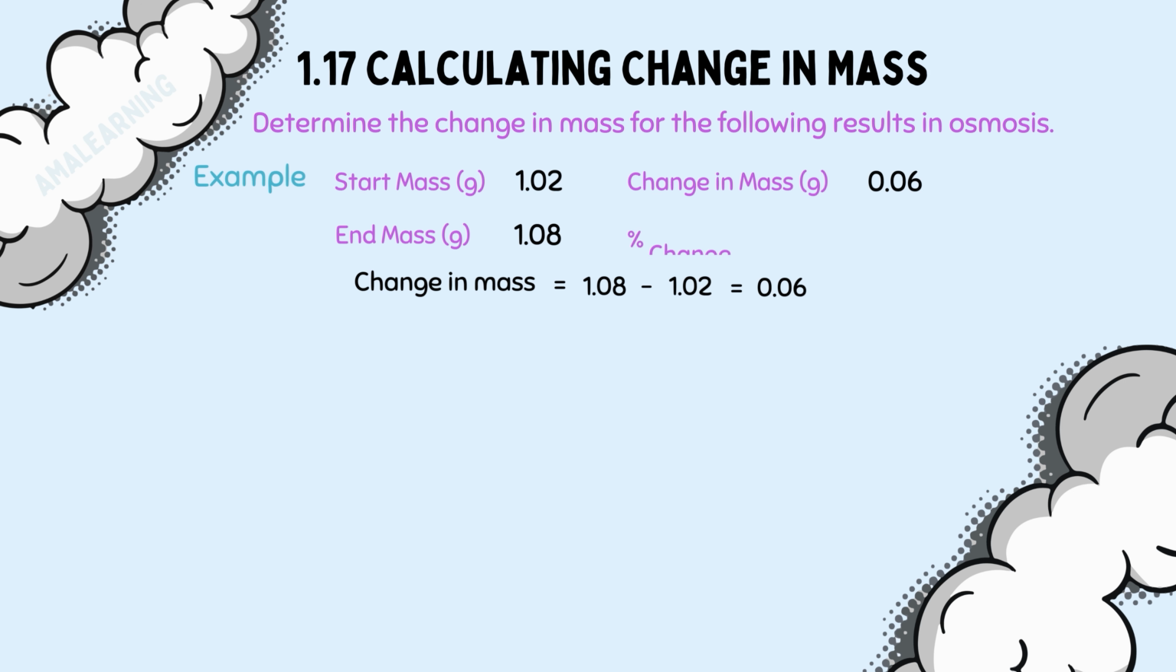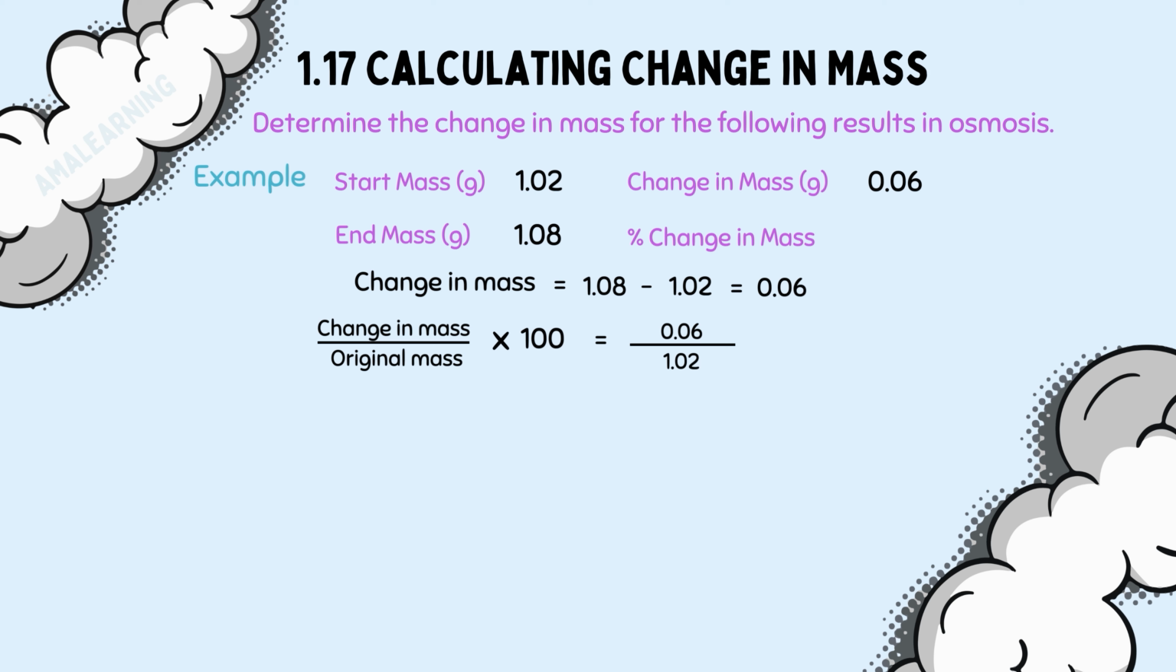The percentage change in mass is calculated in the same way you would calculate percentage change in mathematics. The change in mass divided by the original mass multiplied by 100. In this case, the calculation is therefore 0.06 grams, which is the change in mass, divided by 1.02 grams, which is the original mass multiplied by 100, which equals 5.9%.